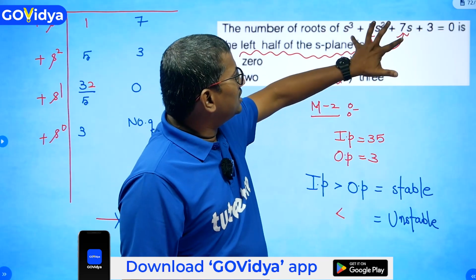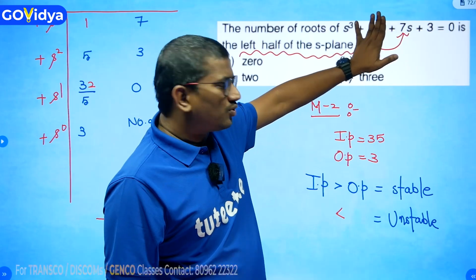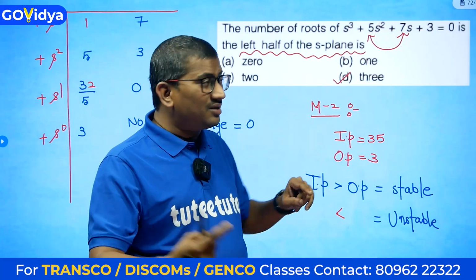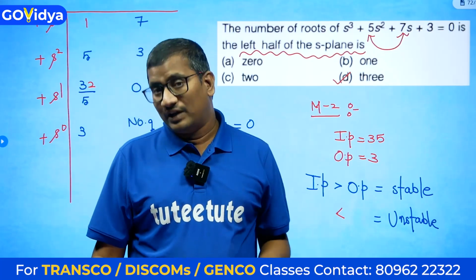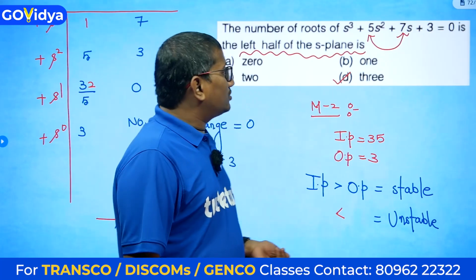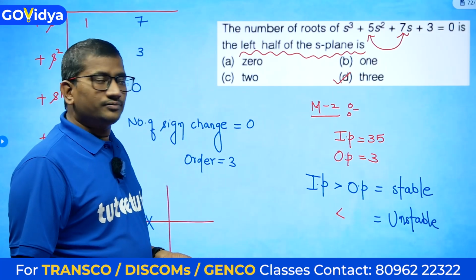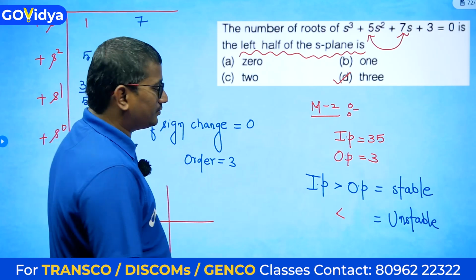You check the inner product, you check the outer product. Which is more? Yes, inner is more, stable; inner is less, unstable. If it is unstable, you have to do this because we have to know how many roots are lying on the right hand side and left hand side. Okay? So therefore the answer is 3. Now let us see the next question.